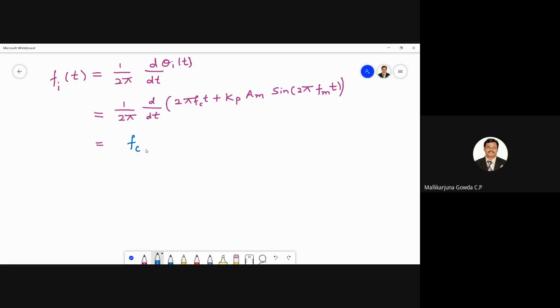Yes or no? Then next is what? Next, I am multiplying with 1 by 2 pi, into kp, right? Then Am. Now you tell me what I should write. What is the differentiation of sine of 2 pi fm t?